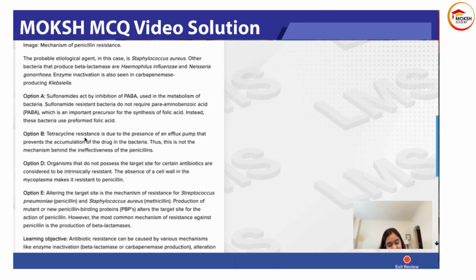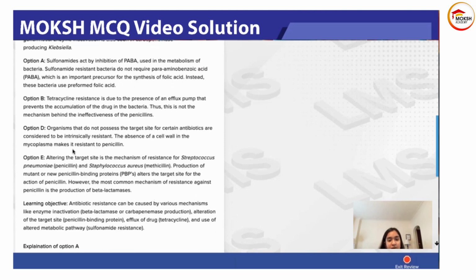Tetracycline resistance is due to the presence of an efflux pump that prevents the accumulation of the drug in the bacteria. Whenever we give the antibiotic, it enters the bacteria, but then the bacteria just keep pumping it out with the help of this efflux pump. Thus, this is not the mechanism behind the ineffectiveness of penicillins.